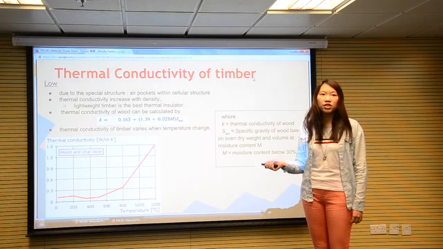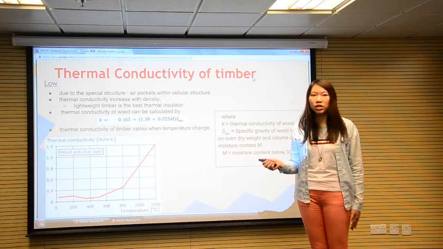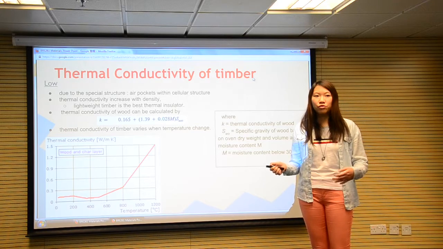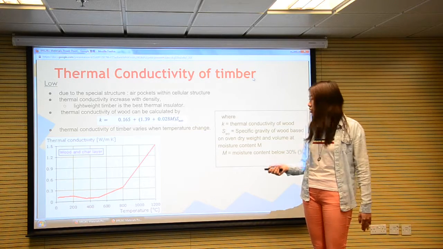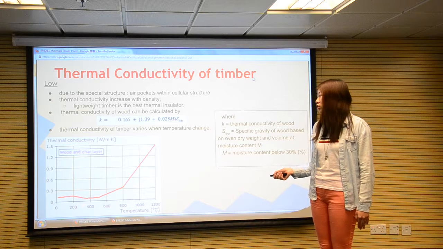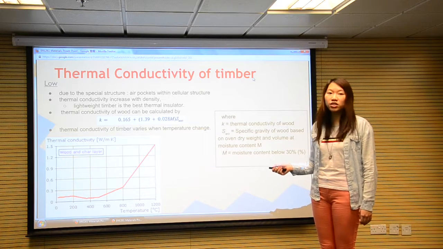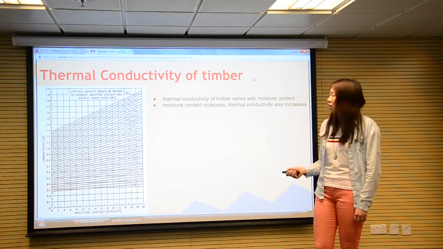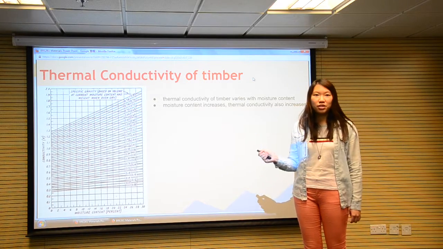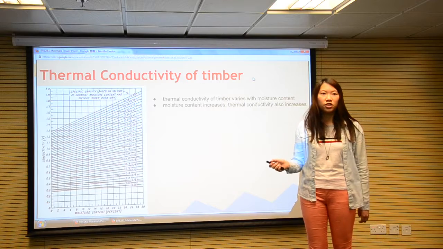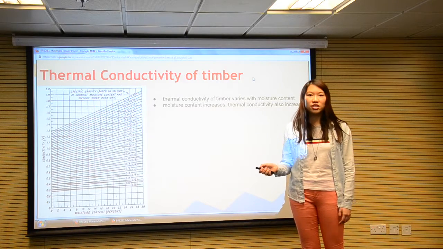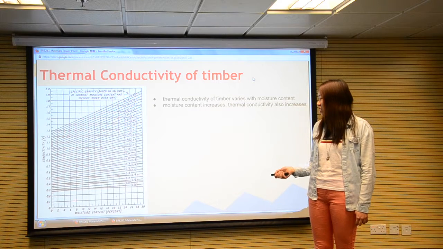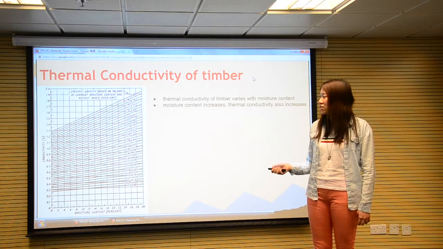And the thermal conductivity of timber actually varies when temperature changes, just like metal. However, the way it changes is different from metal. We can see that when the temperature increases, the thermal conductivity of wood also increases, unlike metal. And the thermal conductivity of timber also varies with moisture content. When moisture content increases, the thermal conductivity also increases, just like this graph shows here. This is moisture content, and this is the conductivity.